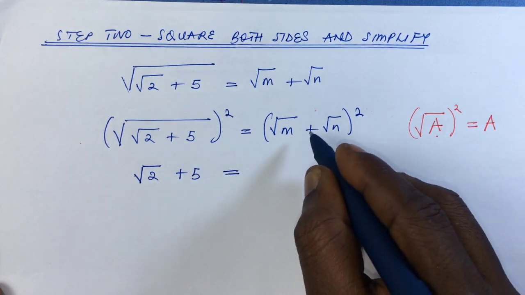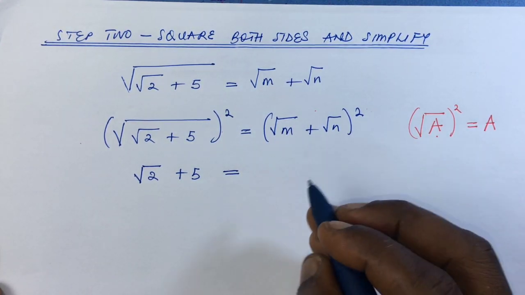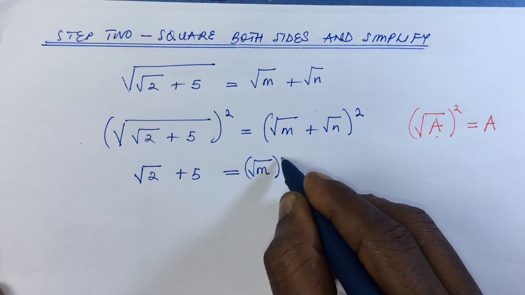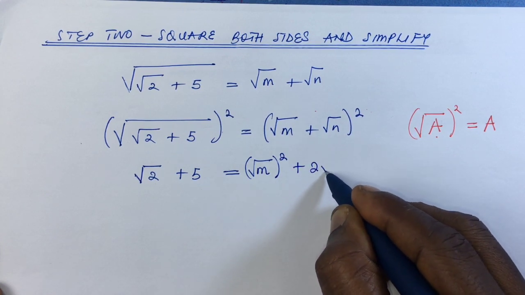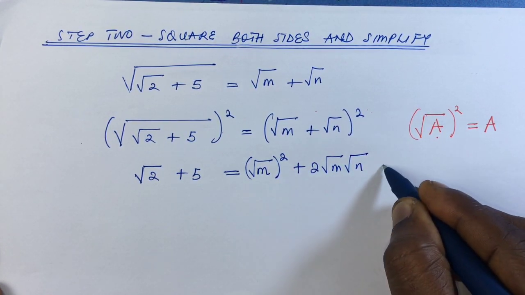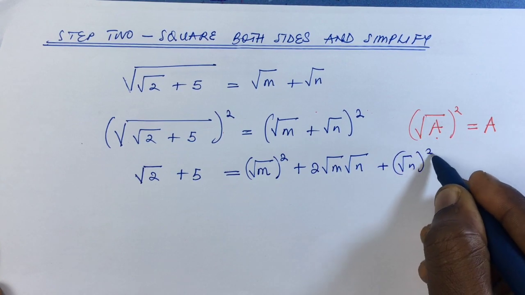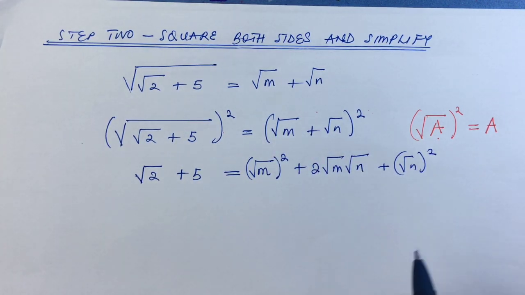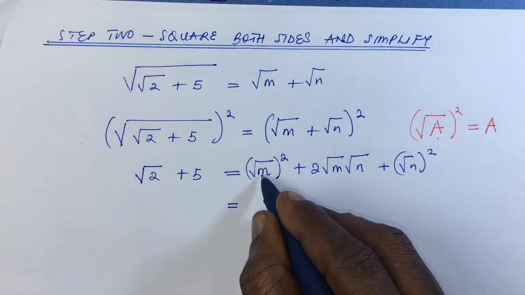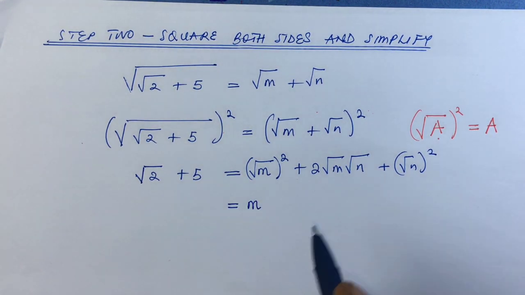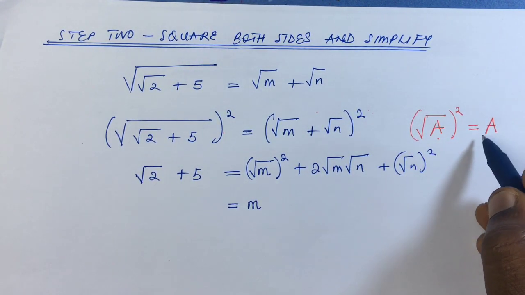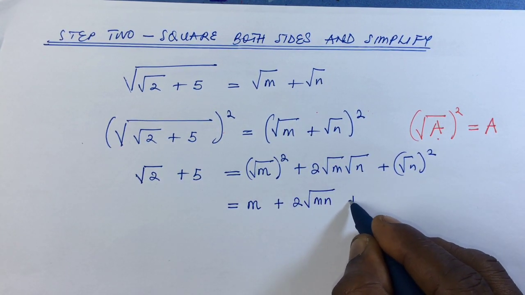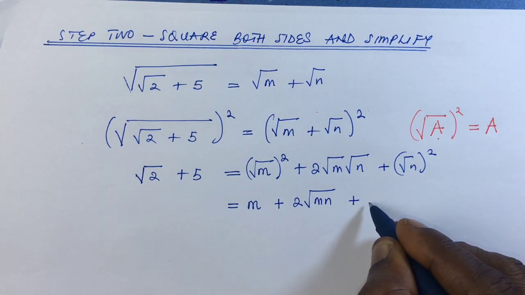Coming to the right hand side, squaring root m plus root n would give us root m all squared plus 2 times root m times root n plus root n all squared. Now, if you expand this, this is what you're going to get. The square of the square root of m gives m. Again, the square of the square root of a number gives the number. Then this will give you 2 root mn, and the last being the square of the square root of n, giving us n.